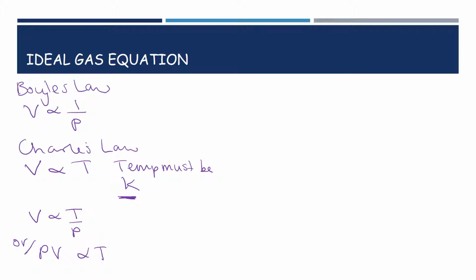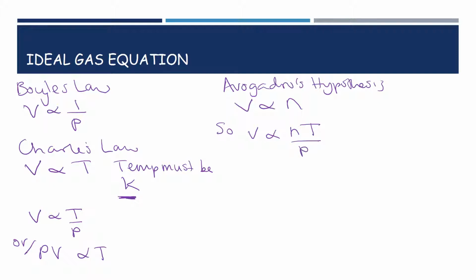Now, according to Avogadro's hypothesis, the volume is also proportional to the number of moles present. So now what we can say is that volume is proportional to number of moles times the temperature over the pressure, or pressure times volume is equal to R, which is the gas constant, times the number of moles times the temperature over the pressure. So how do we calculate the gas constant?